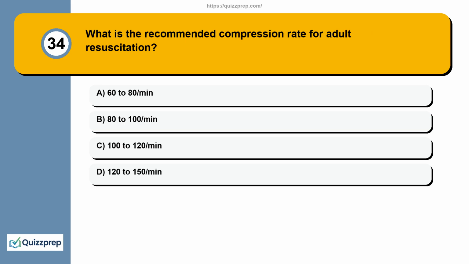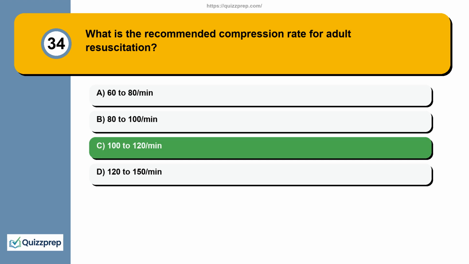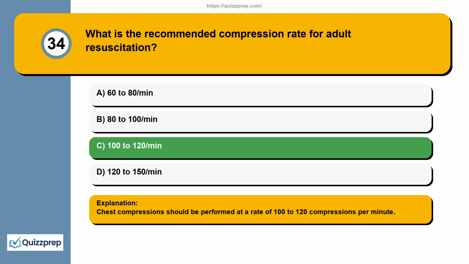Question 34. What is the recommended compression rate for adult resuscitation? 60 to 80 per minute, 80 to 100 per minute, 100 to 120 per minute, 120 to 150 per minute. Chest compressions should be performed at a rate of 100 to 120 compressions per minute.